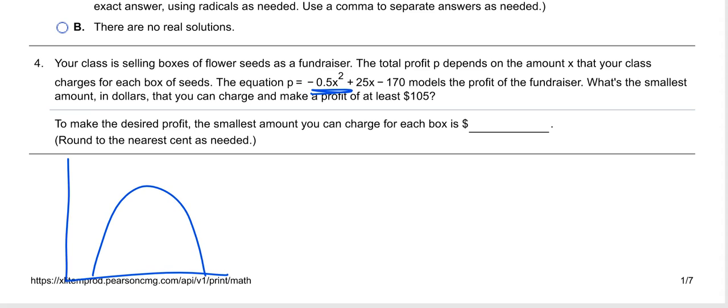We've got this down opening parabola. Now, obviously, only quadrant 1 matters to us because we are dealing with money. The price of an item. The amount of profit. We are not charging a negative amount of money. We are not making a negative amount of profit. That doesn't make sense for this situation.